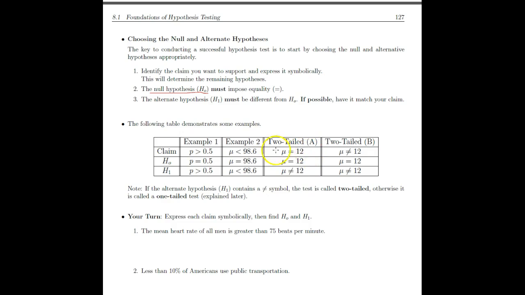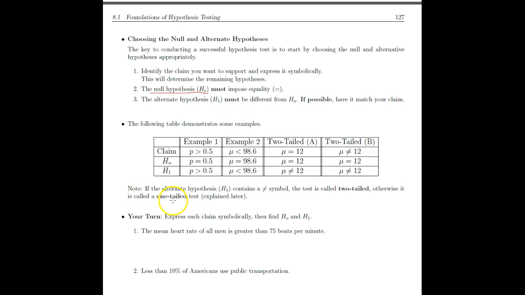And if you're trying to prove that it in fact equals some value, then again, we said the null hypothesis must impose equality. So this is that one case where you want to have the null hypothesis actually match your claim. And then your alternate hypothesis is simply that mu does not equal 12. And if you're trying to claim that mu does not equal 12 or some value, then we'll say that the null hypothesis, again, imposes equality, so mu equals 12, and the alternate hypothesis will match our claim.